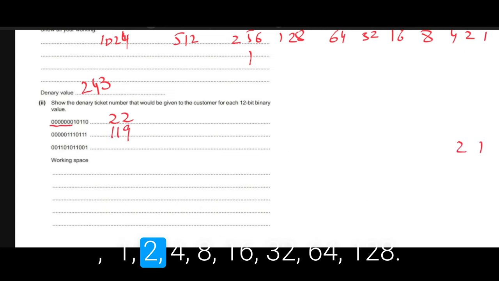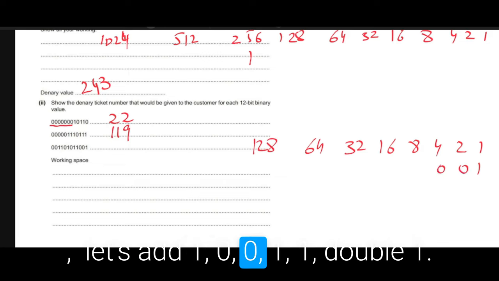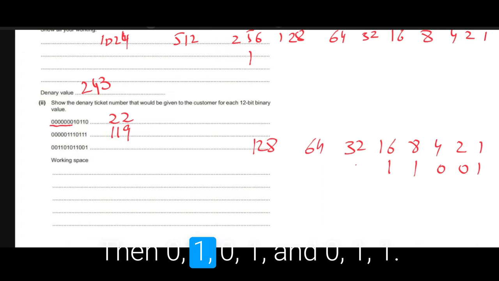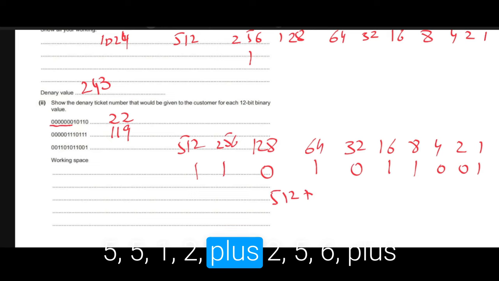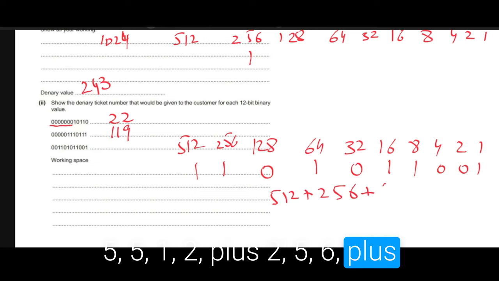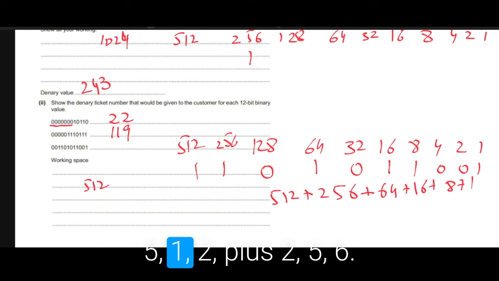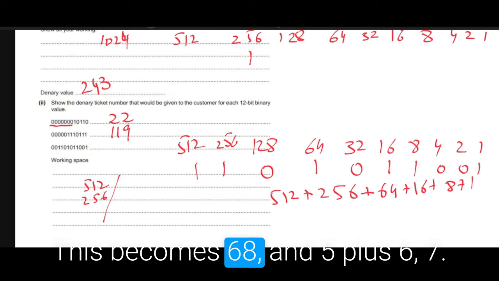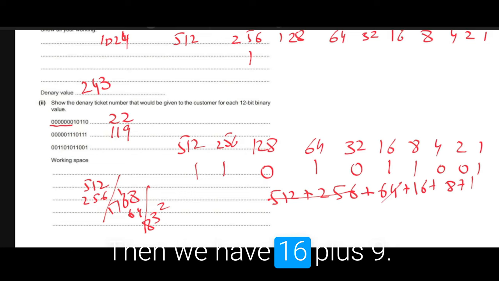Next question. 1, 2, 4, 8, 16, 32, 64, 128, 256, 512, 1024, 2048. Let's add the bits: 1, 0, 0, 1, 0, 1, 0, 1, 1, 1. We add 512 plus 256 plus 64 plus 16 plus 8 plus 1. We are done with these two numbers. Then we have 16 plus 9.